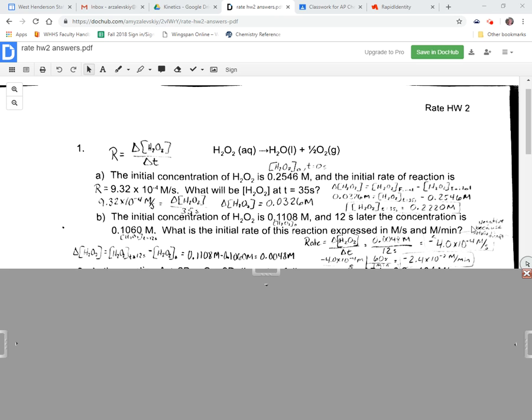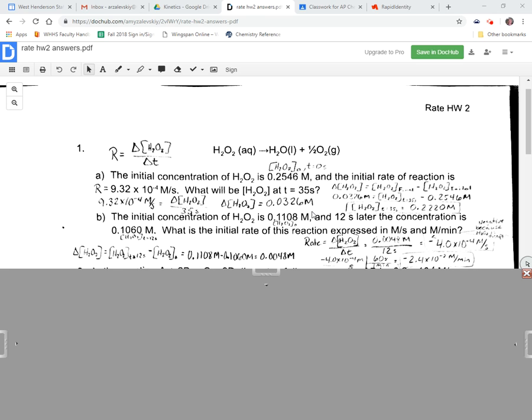I made it negative because the amount of peroxide is disappearing since it's our only reactant, and we would make those rates, that rate of disappearance, negative. Then I just used some dimensional analysis to change my molarity per second to molarity per minute. And I got negative 2.4 times 10 to the negative 2 molarity per minute.